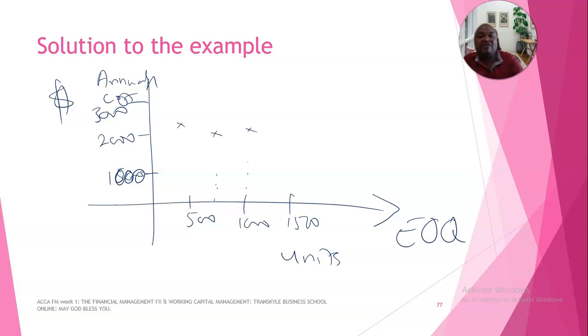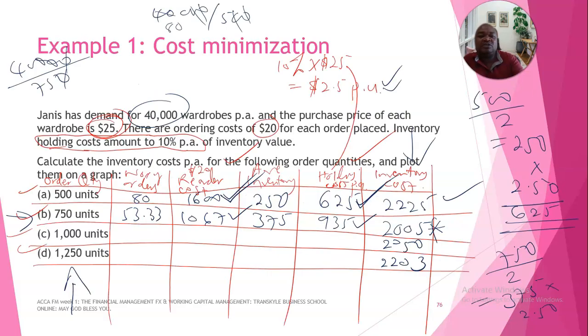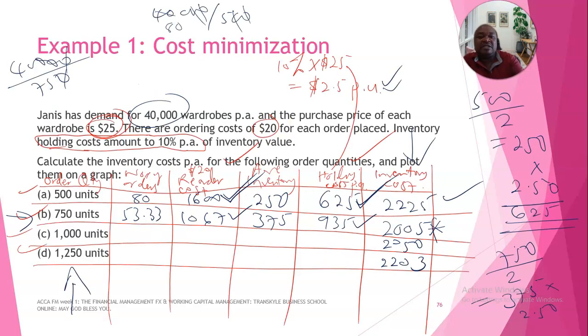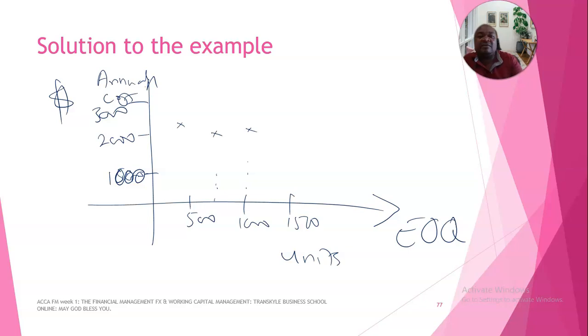And then at 1,250, the cost is 2203. So it's much higher now. So 2203 somewhere there. So you can see that our graph is moving like this.